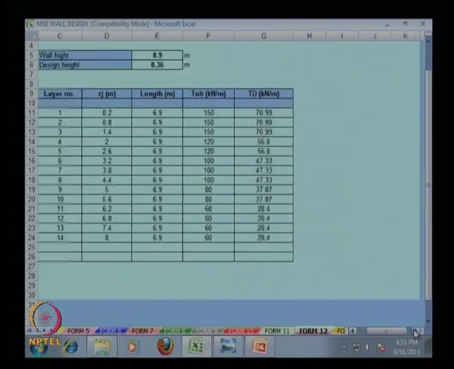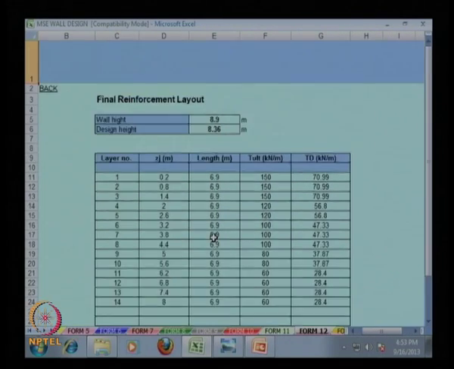So you can see what the layout of the final reinforcement should be, what the spacing should be, and what the length of the reinforcement should be. Now we check for the connection strength. This is very important. Sometimes, due to the connection, the reinforced soil structure fails.